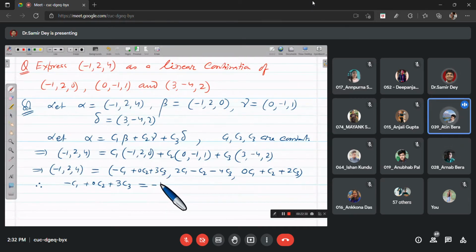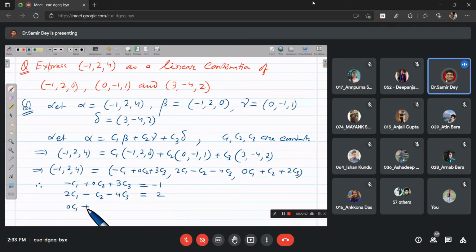-1, sir. Then we can write 2C1 minus C2 minus 4C3 is equals to how much? Sir, 2. 0 C1 plus C2 plus 2C3 is equals to how much? 4, sir. Yes. Now we can see what is our target. Our target is to find the value of C1, C2 and C3. Now you have a system of linear equations. Our target is to solve this system of equations.